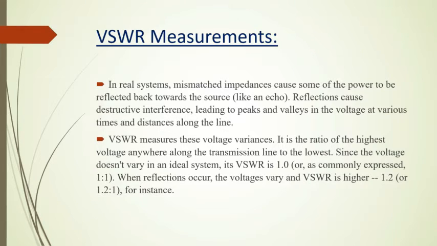And it's expressed as 1.0, or as a ratio 1:1. Then when reflections occur, the voltages vary and the voltage standing wave ratio is higher. Let's say 1.2, which is represented as 1.2:1 or 1.2.